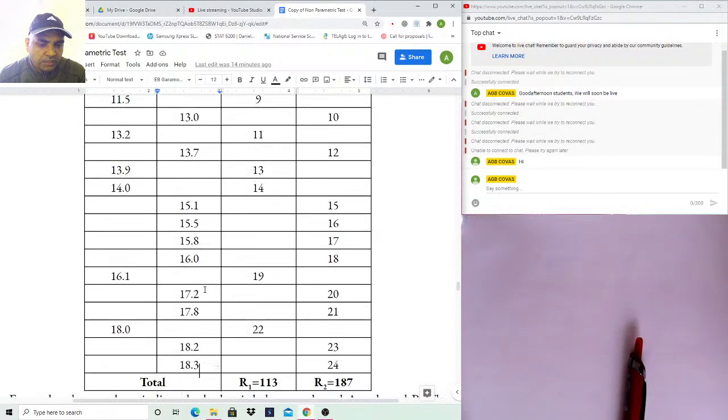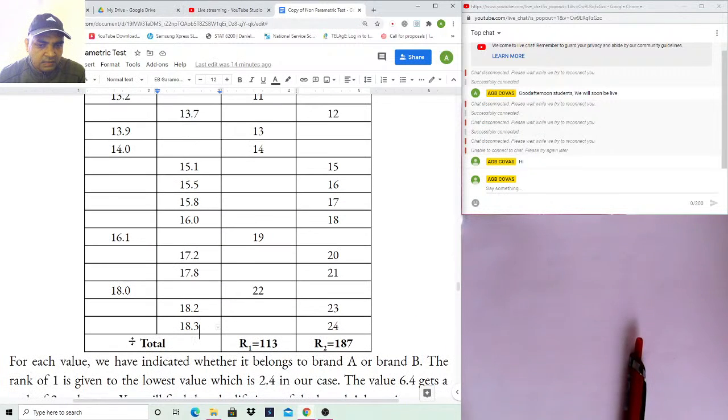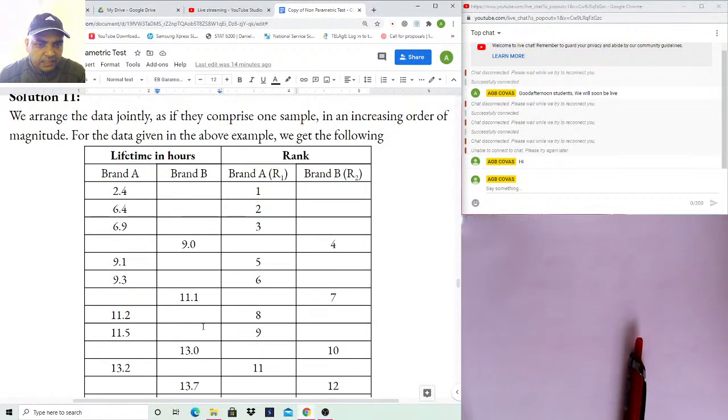Okay. So in total, because there are 12 in each, there will be 24 observations, right? The first value will be given the first rank. Because it is from brand A, this rank will go to brand A.